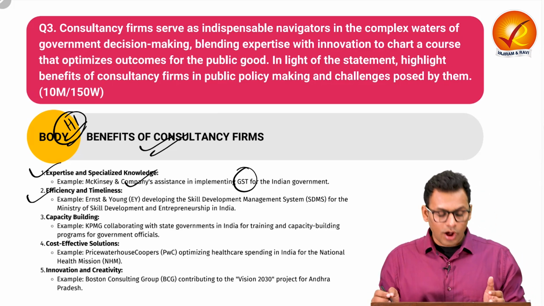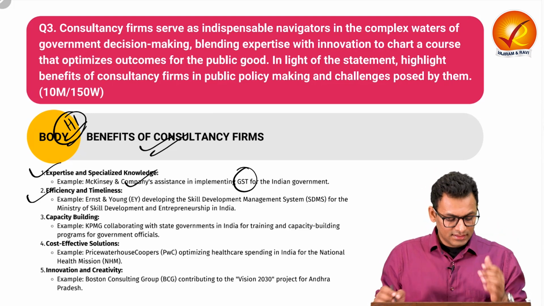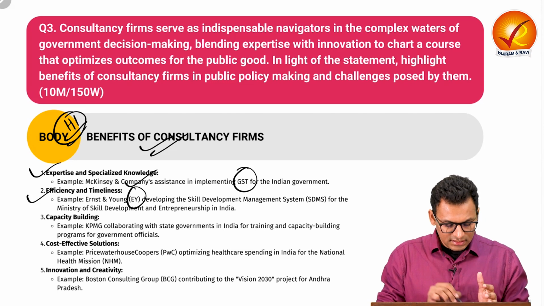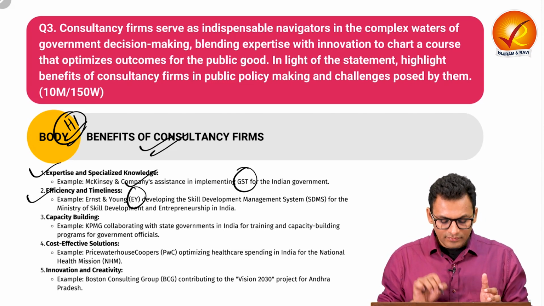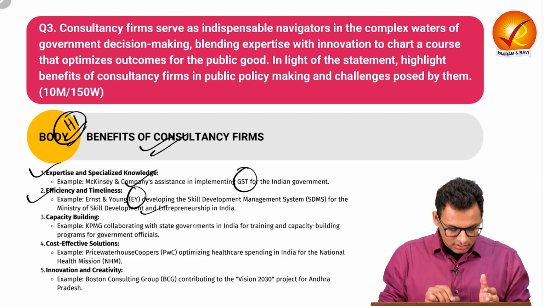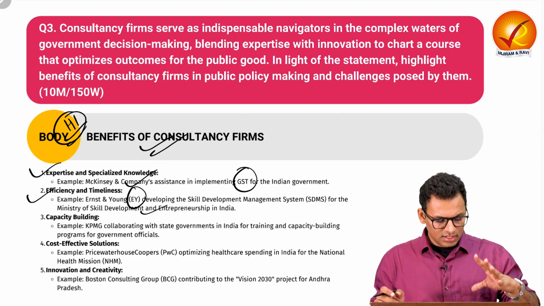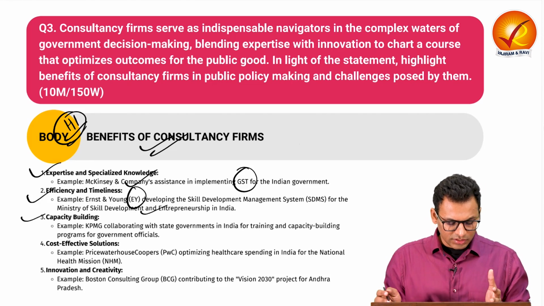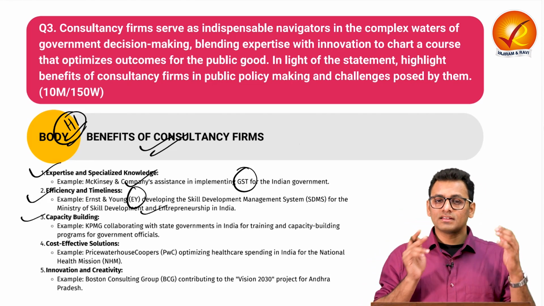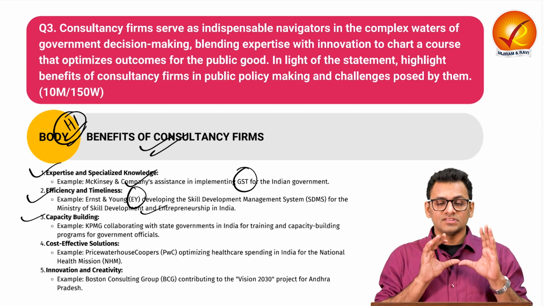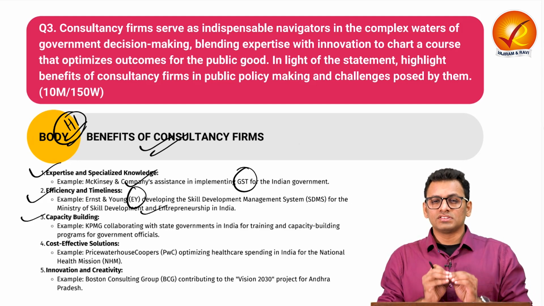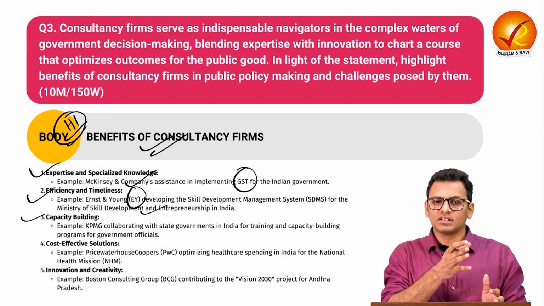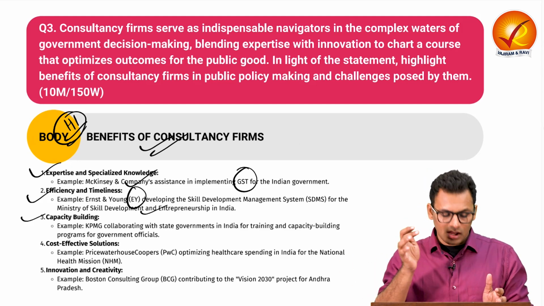Second, you can talk about how they also help with respect to the efficiency and timeliness. You can provide certain proof points such as EY is developing a skill management program system for the ministry to ensure that there is proper efficiency and accountability. The next is with respect to capacity building, where the consultancy firms are leveraging their expertise to ensure that the capacity of the stakeholders, not just of the government functionaries but also other functionaries, is augmented.